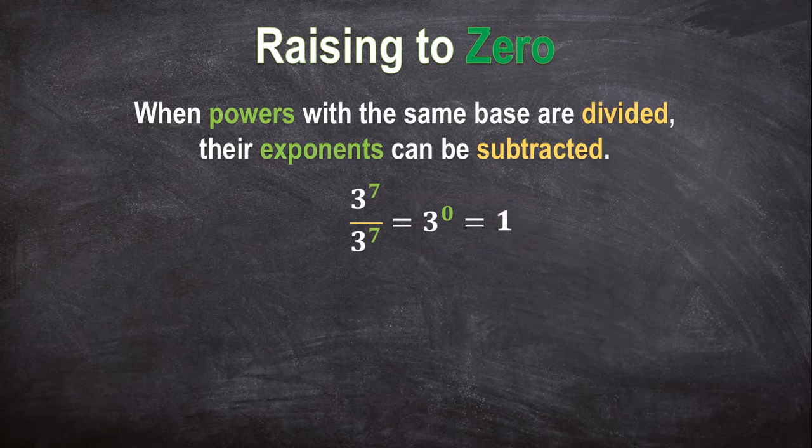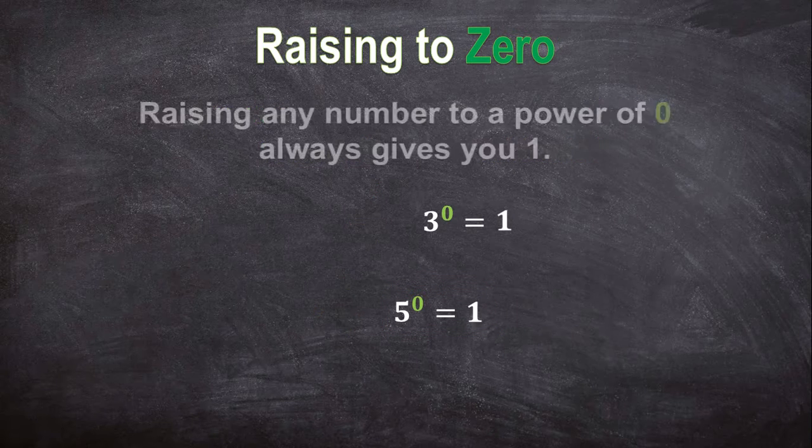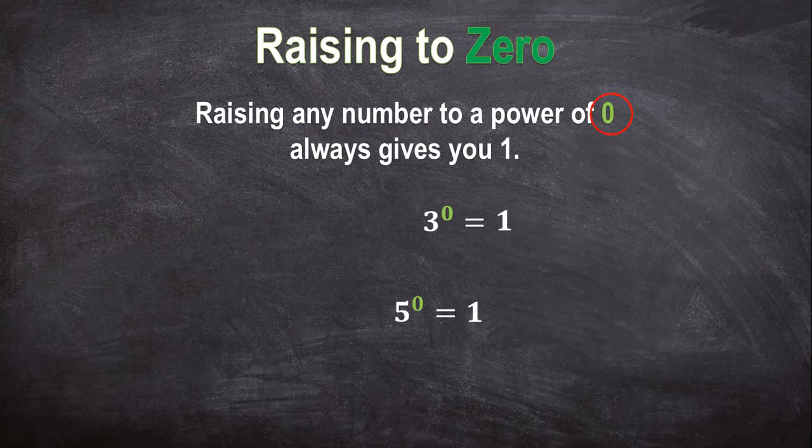This could have worked with any number and any exponent. For example, what's 5 to the 4th divided by 5 to the 4th? Well, subtracting the exponents, this equals 5 to the 0th. But you're also dividing 5 to the 4th by itself, so it also equals 1. So 5 to the 0th also equals 1. In general, any number to the 0th power always gives you 1.